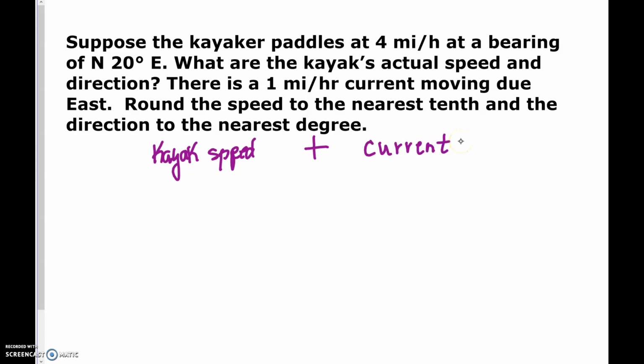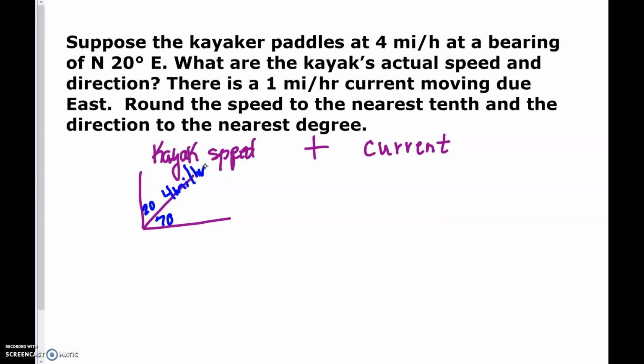So we have two vectors. My first vector that I'm going to draw here is the kayaker speed. And they say that this is 20 degrees north. So when I draw this in, we have 20 degrees in there, which makes this angle right here 70 degrees. And they say that this is going at 4 miles per hour.